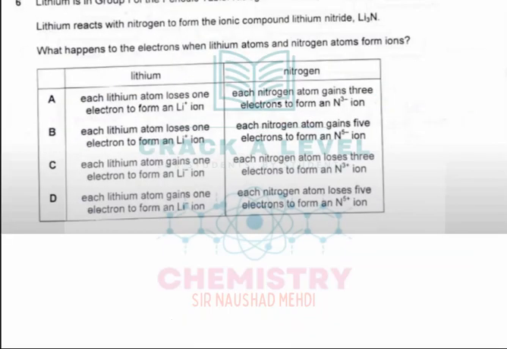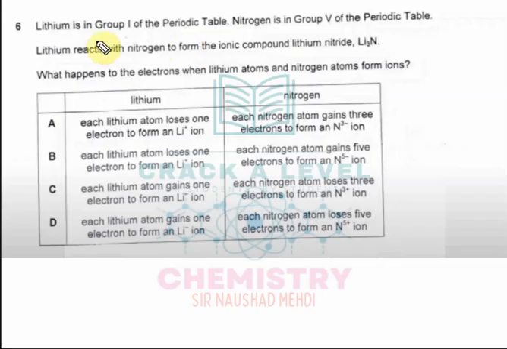Okay. In MCQ number 6, it is saying lithium is in group 1 of the periodic table and nitrogen is in group 5 of the periodic table. Lithium reacts with nitrogen to form an ionic compound which is lithium nitride, Li3N. What happens to the electrons when the lithium atoms and the nitrogen atom form the ions?